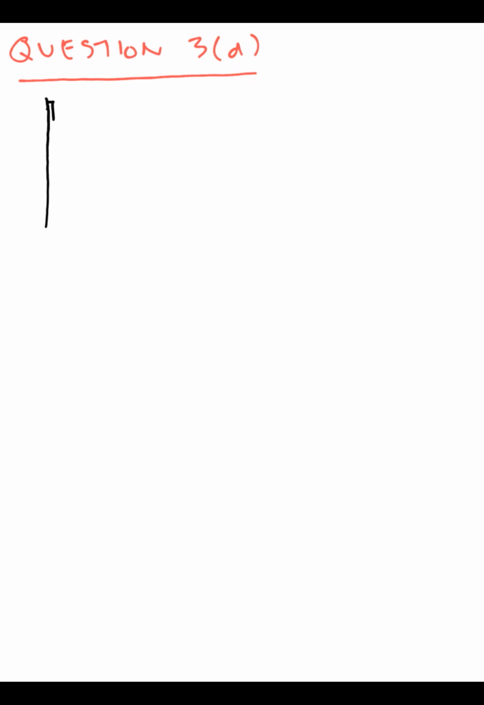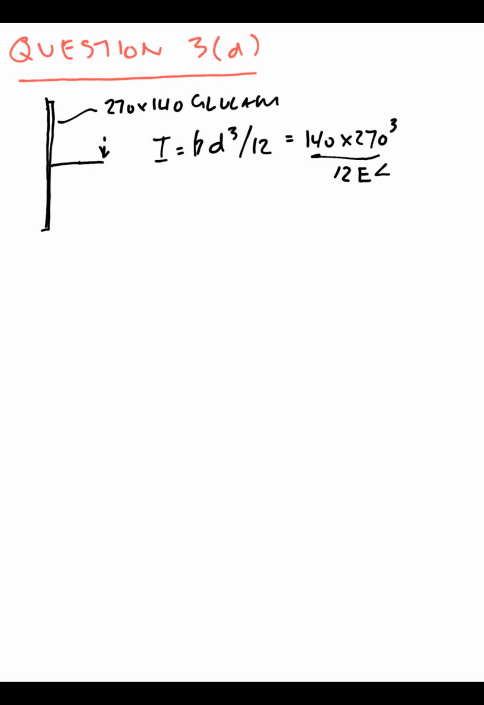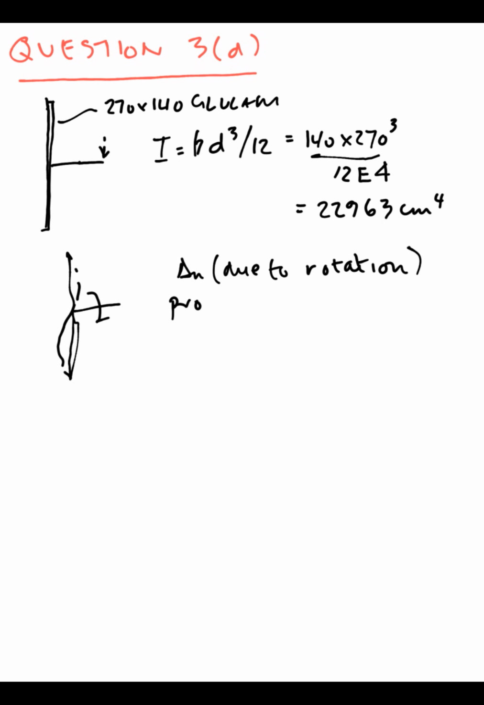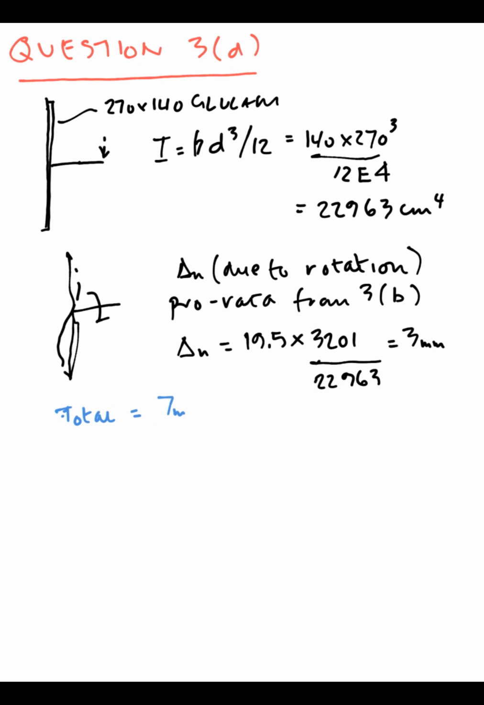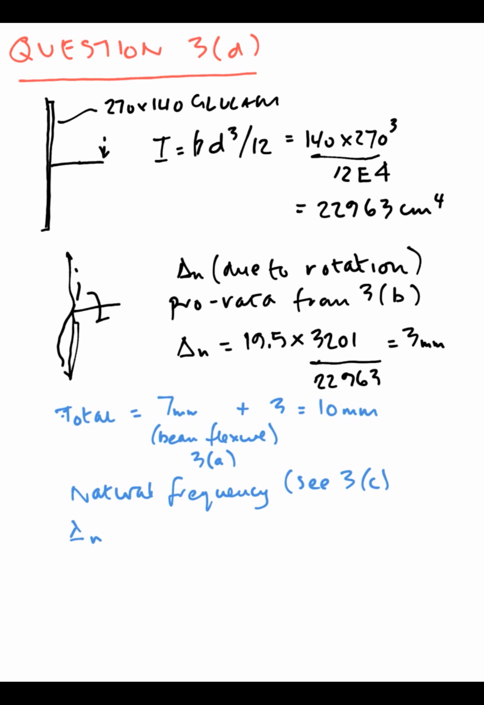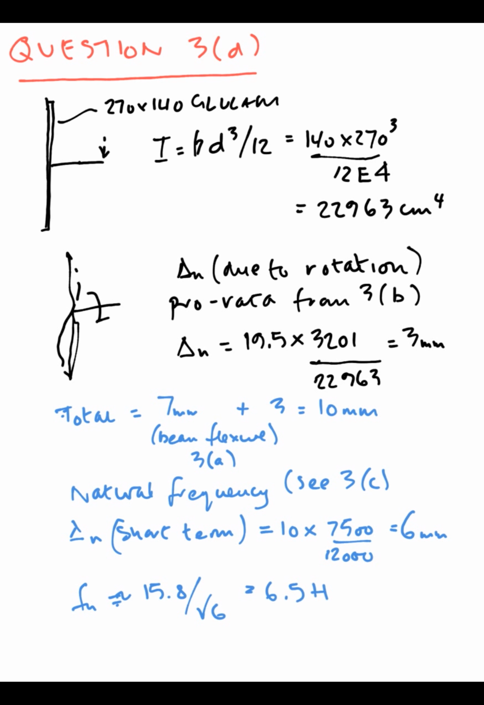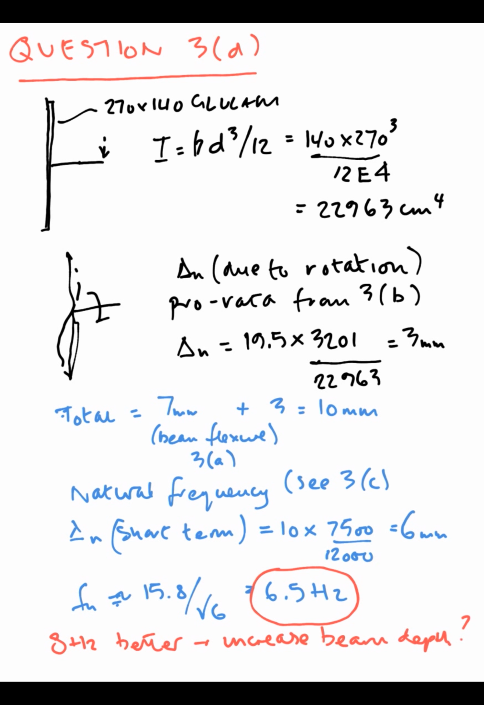Question 3d. We're going to increase the post to 270 in depth, and the I value comes out as bd cubed over 12, which is 22963 centimeters to the 4. Working out the deflection due to the rotation, we prorata from 3b, so we took 32.01 from 3b, and we come out at 3 millimeters. We now summate them with the deflection of the beam and the post, which will give us a natural frequency using the short-term modulus. We prorata that at 6 millimeters, so the natural frequency is 15.8 over root 6, which is 6.5 Hertz. This is less than 8 Hertz, which is possibly what we really want, so it may take further consideration, but at this stage it seems reasonable.